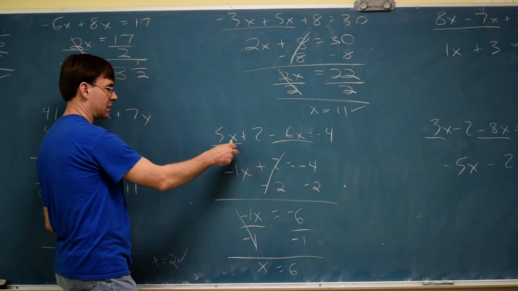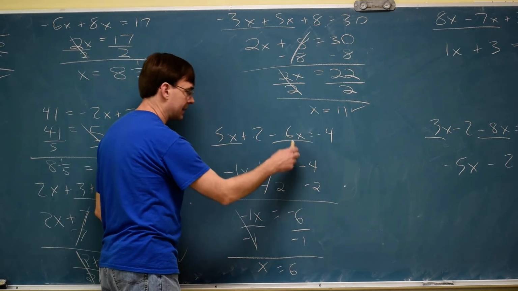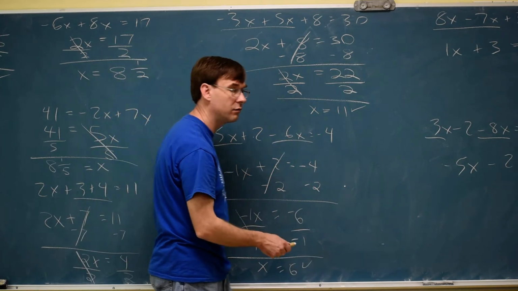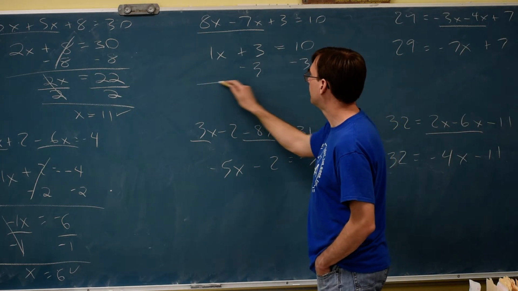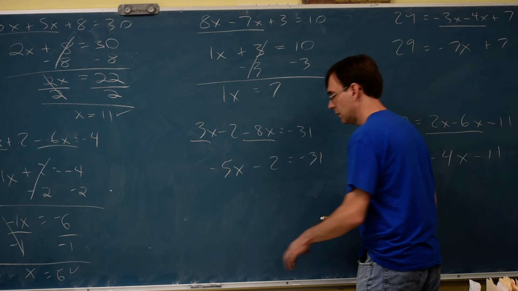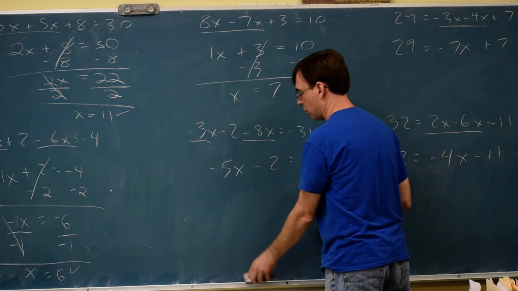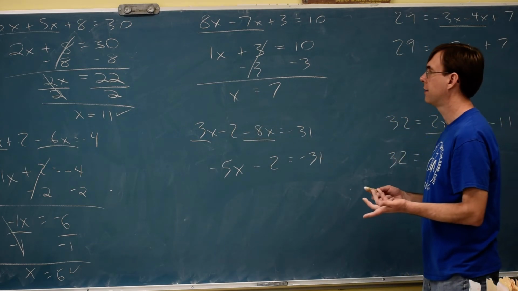5 times 6 is 30, plus 2 is 32. 6 times 6 is 36. 32 minus 36 is negative 4. This we'd subtract 3, so we get 1x, eliminate the 3's equals 7. And then I just erase the 1. The 1 is there, whether it's visible or invisible. Quickest way to get the variable alone is just erase the 1, I think.